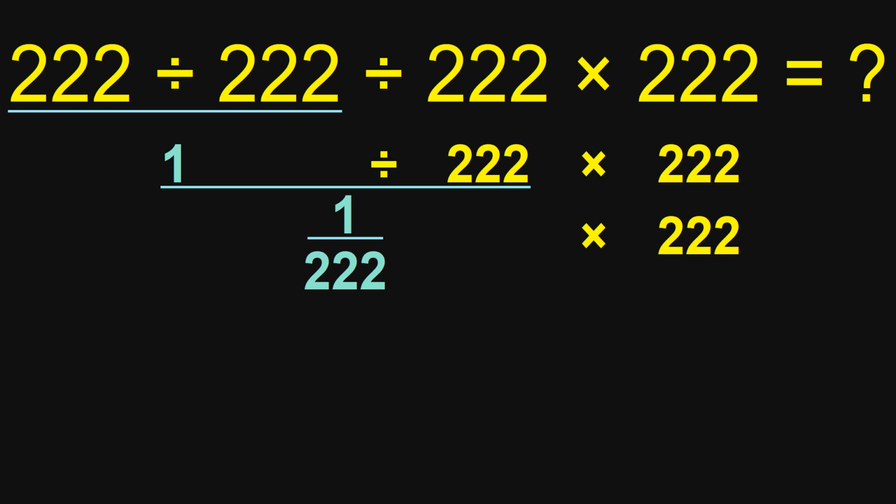222. Now we can easily cancel this 222 and this 222, which equals 1. So our final answer for this problem is just 1.